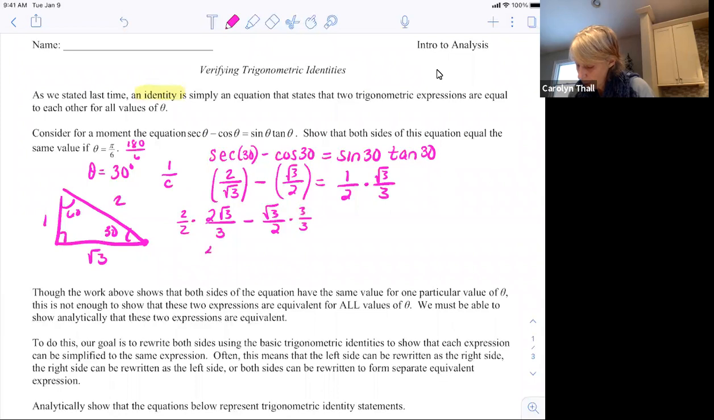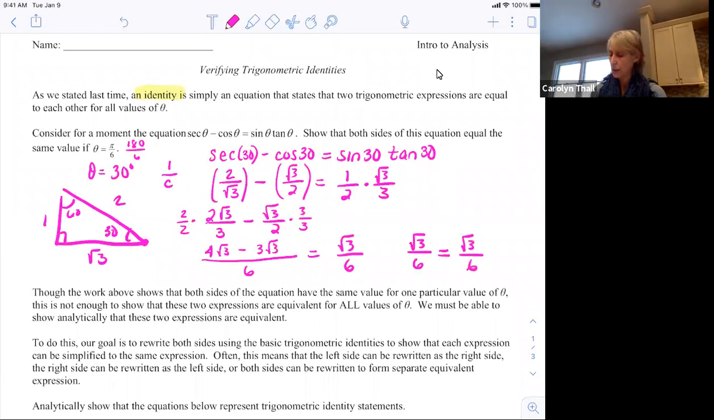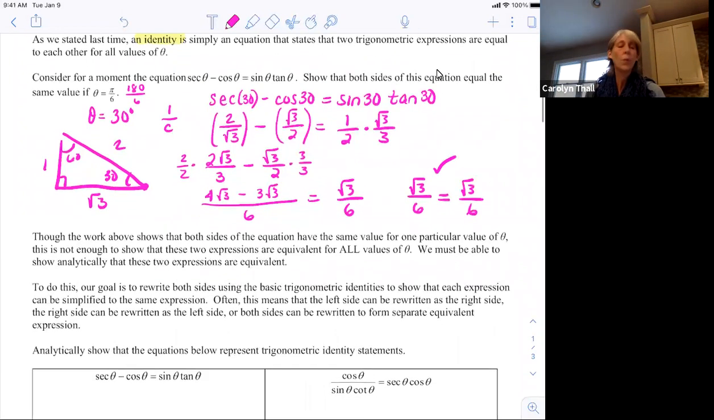So I have 4 rad 3 minus 3 rad 3 all over 6. And I want to know if that equals rad 3 over 6. Well, if I do the math for 4 rad 3 minus 3 rad 3, I get rad 3 over 6, and that is equal to rad 3 over 6. So our statement is true.